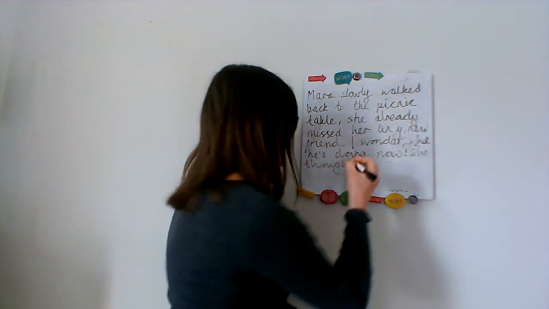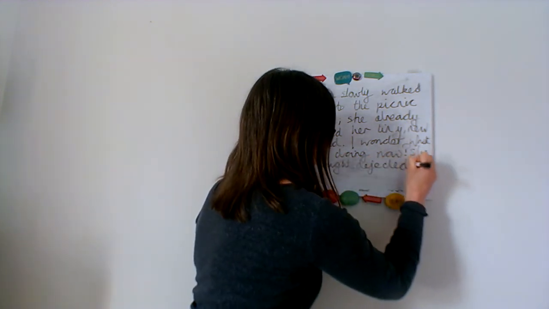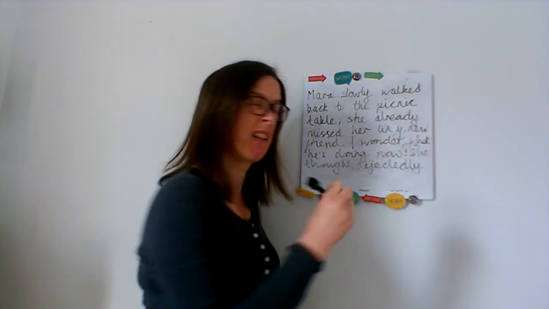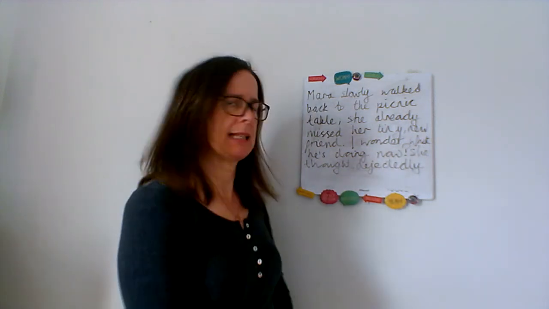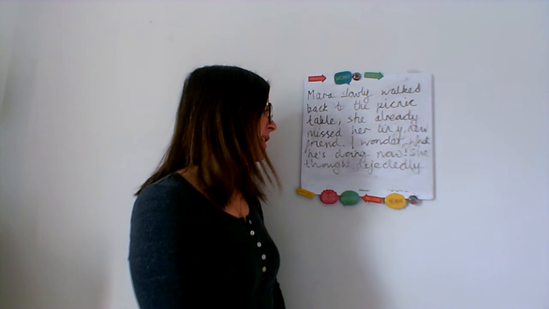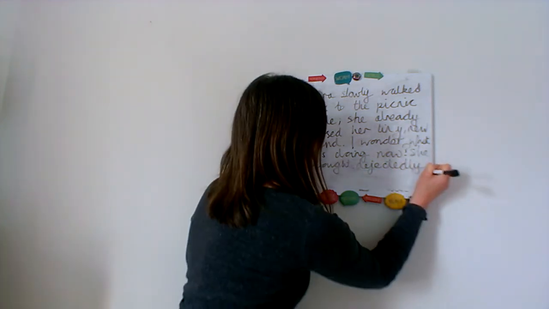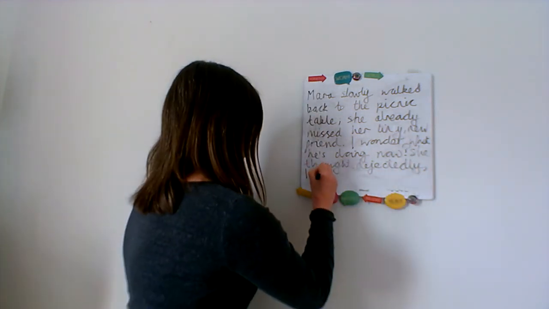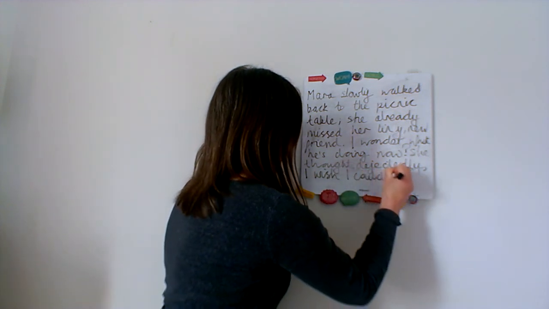I'm going to use that dejectedly that I talked about before. I'm not sure if that's on the mat or not, but there are lots of great words on there. Mara slowly walked back to the picnic table. She already missed her tiny new friend. I wonder what he's doing now, she thought dejectedly. I'm going to add some more here. I wish I could join him.